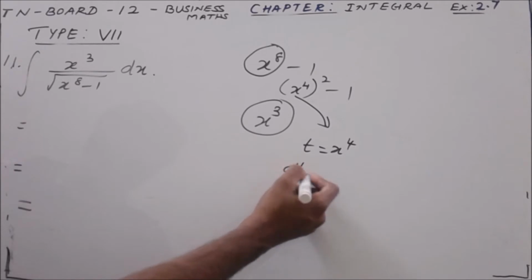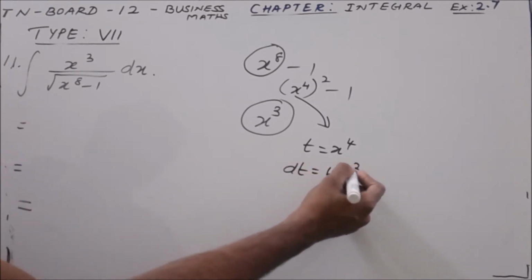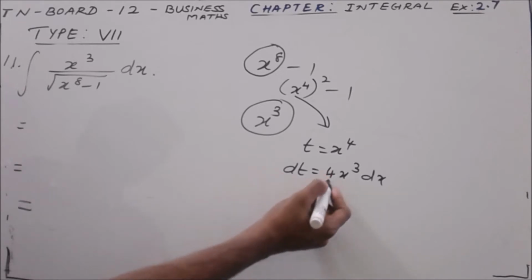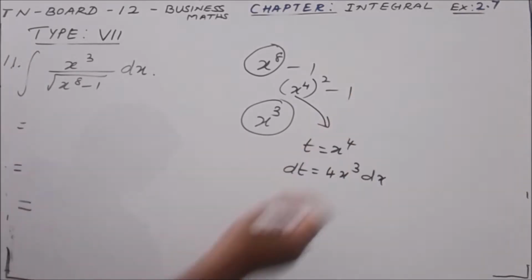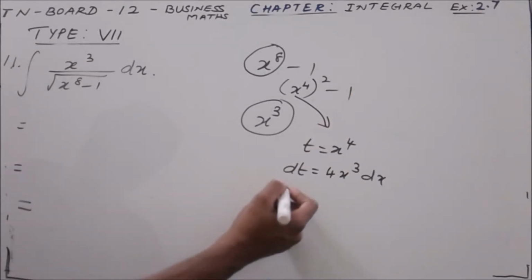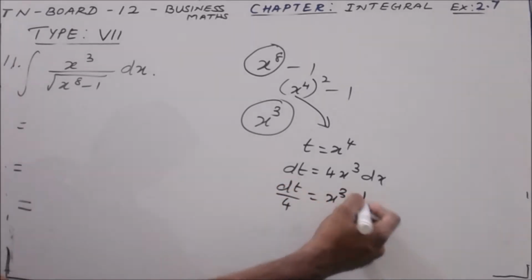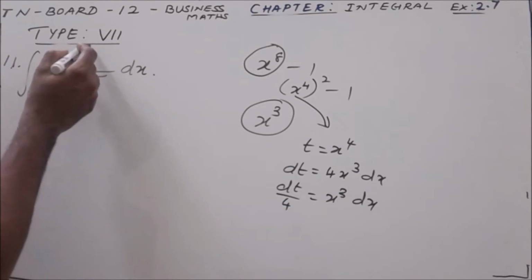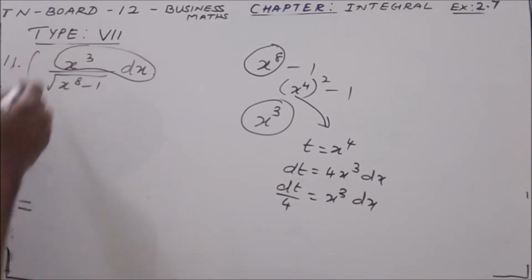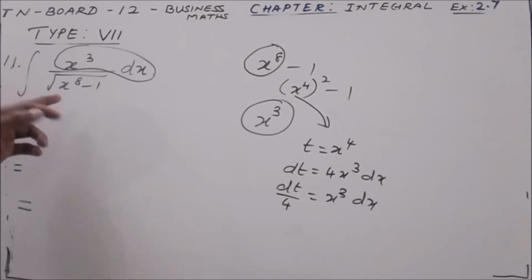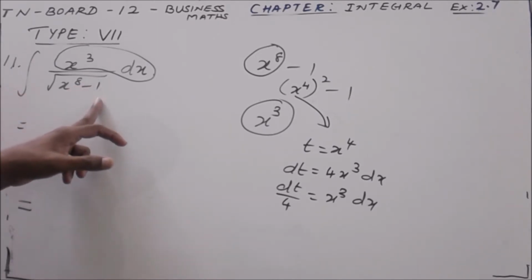Its derivative dt equal to 4x cube dx, or dt by dx is equal to 4x cube. Then dt equal to 4x cube dx. Here dt by 4 implies x cube dx. Then look at the numerator, we have x cube dx. For that we can substitute dt by 4. And then the denominator root of x power 8 minus 1.